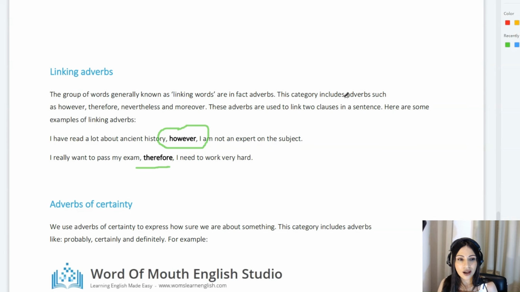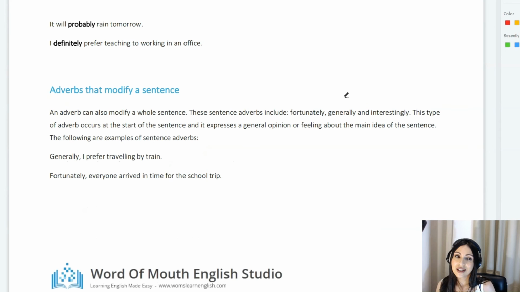Right, so we then move on to adverbs of certainty. Adverbs of certainty express how sure the speaker is about something. Now, this is interesting. It includes adverbs like probably, certainly, and definitely. Let's have some examples. It will probably rain tomorrow.